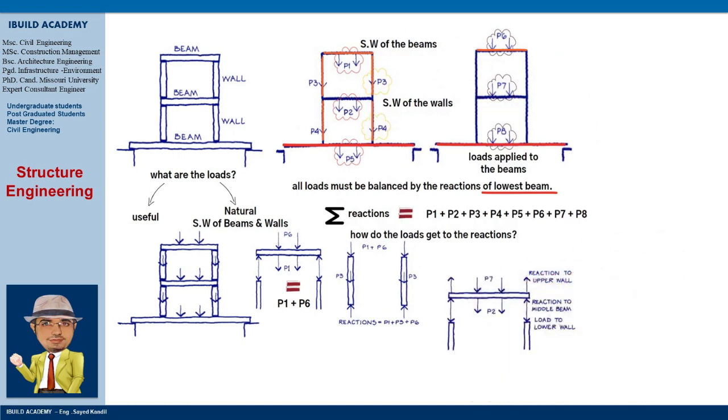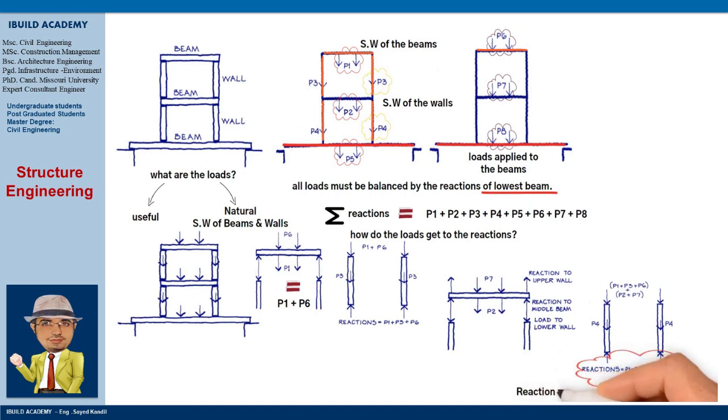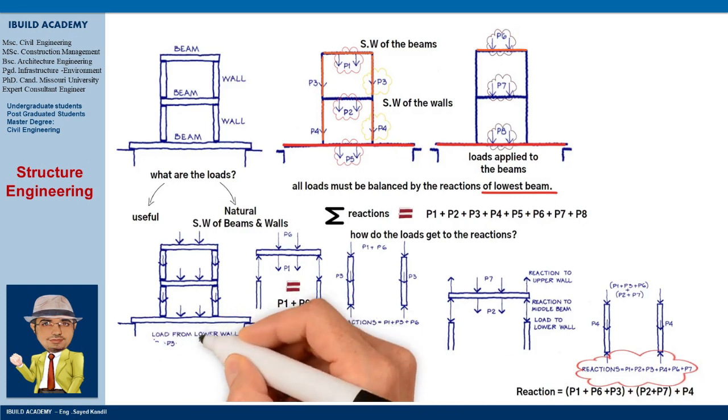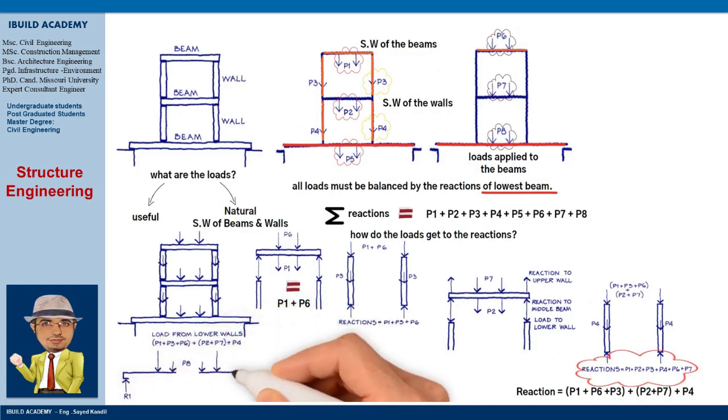The tops of the lower walls are loaded by, and provide a reaction to, the upper walls and the middle beam. So for the lower walls, the reactions to the lower walls are load from the upper wall plus load from the middle beam plus self-weight of the lower wall. Reaction equals P1 plus P6 plus P3 plus P2 plus P7 plus P4. The lower beam is not only loaded by its self-weight, P5, and the applied load, P8, but also by providing reactions to the lower walls.